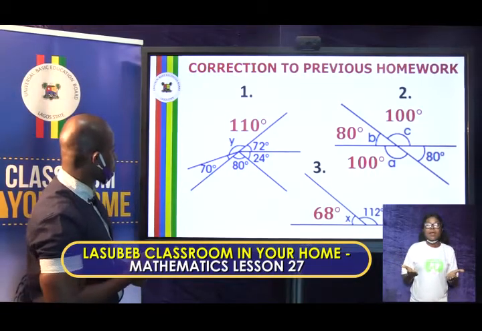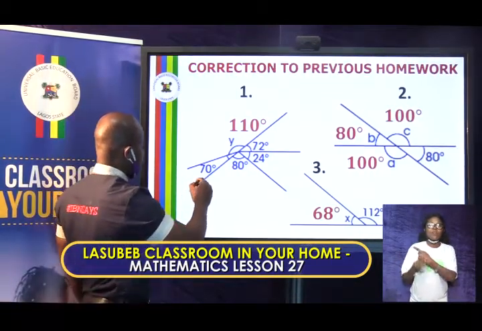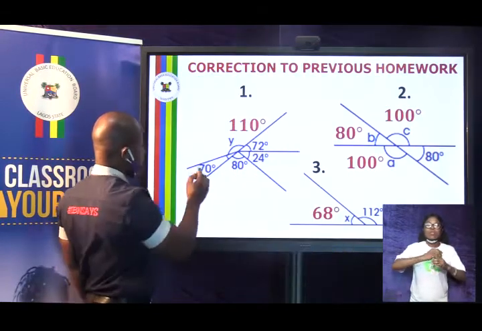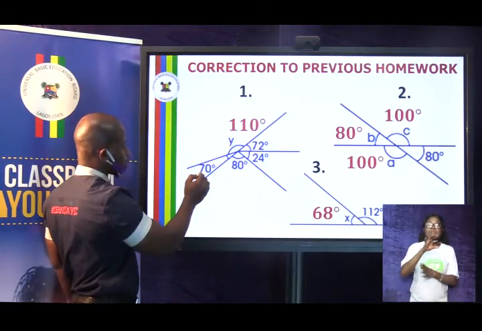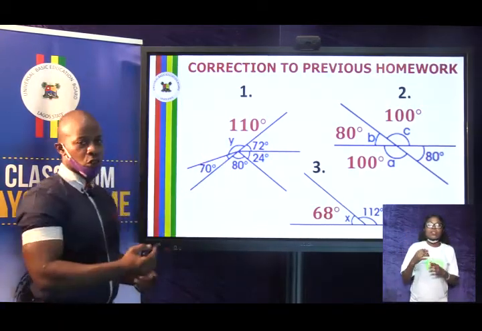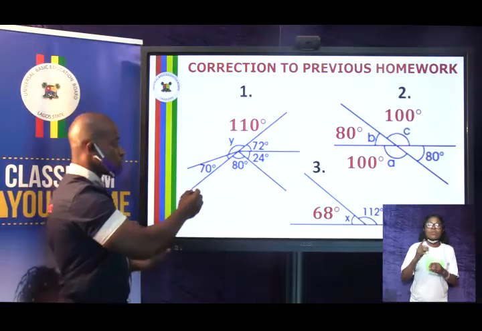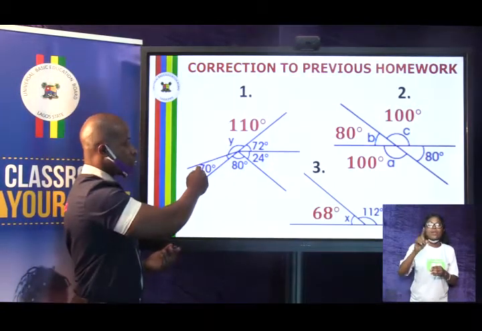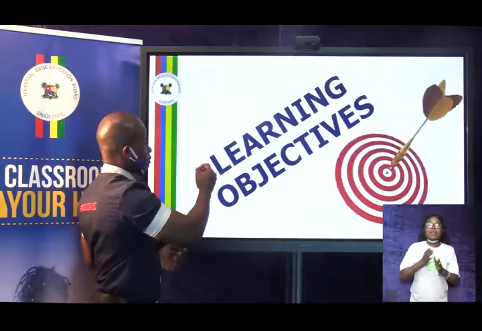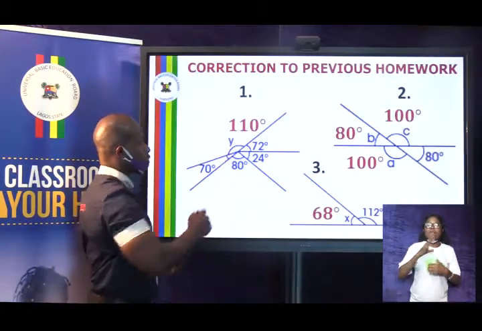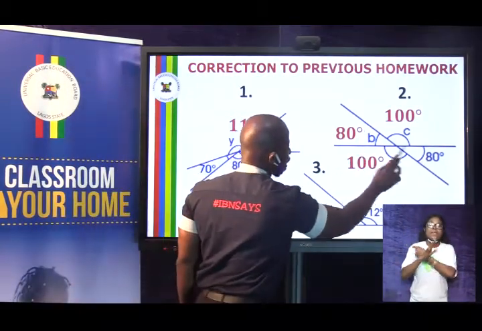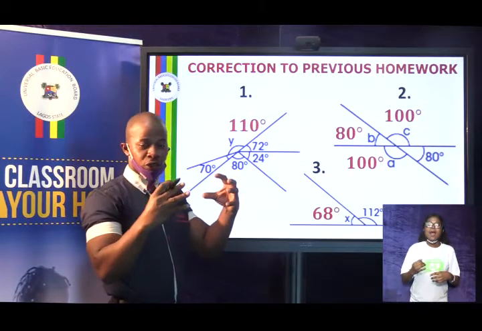Now here, if we consider this line as a straight line, this is already 70 degrees. And that means that the remaining to complete the straight line is just 110. In other words, 110 is a supplement of 70. So on this line, we have 70 degrees. Here, B and 80 are facing each other at the junction.